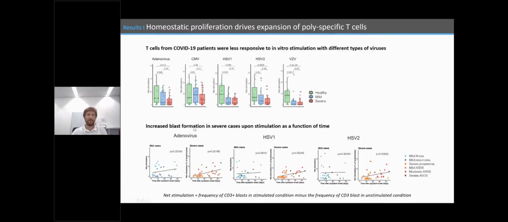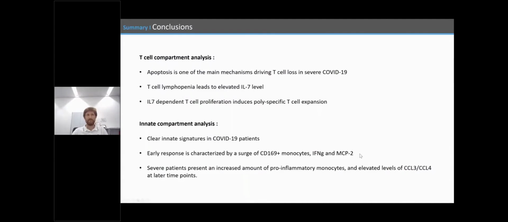We then made another plot where we looked at the net stimulation versus time. So we again did the pseudo dynamic analysis, and on the y-axis you see the plot of the net stimulation. Here we can see an increased blast formation for the severe cases upon stimulation with the viruses shown here as a function of time. Ultimately, what this showed us is that the IL-7 dependent T cell proliferation is inducing a polyspecific T cell expansion. What I've also shown you is that T cell lymphopenia leads to elevated IL-7 levels. At least we see trends that point towards this direction.